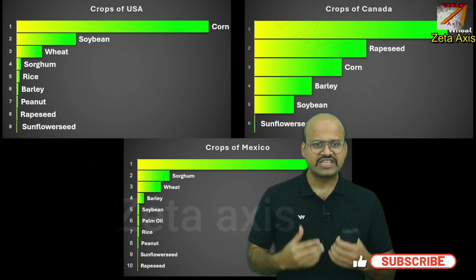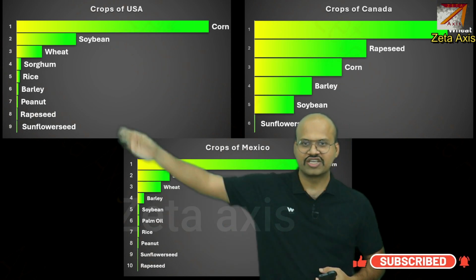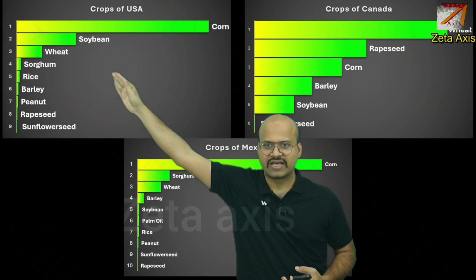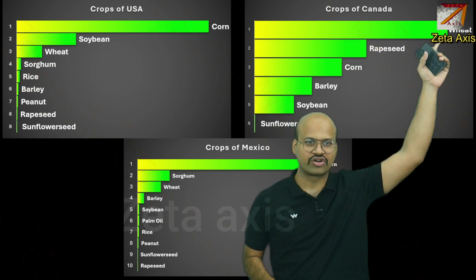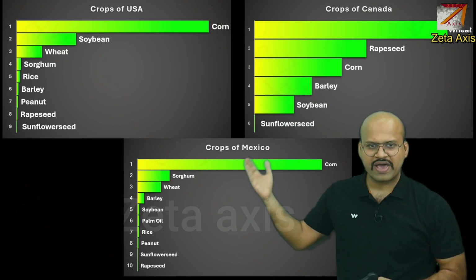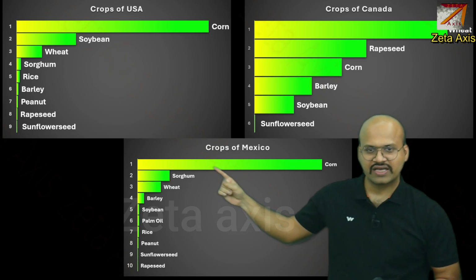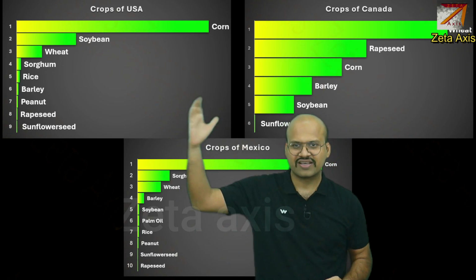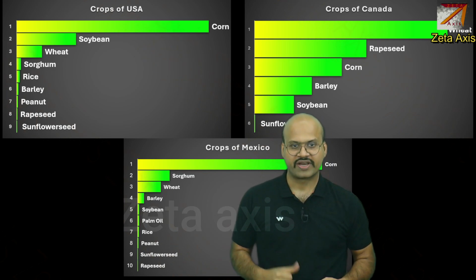Now if we see the major crops which are grown in the three major countries of North America, then we can see that in USA, corn is the most important crop, followed by soybean, wheat, and then there are others. While in Canada, wheat is the most important crop, followed by rapeseed, corn, and barley. And in Mexico, we have corn as the most important crop, and then we have sorghum, which is jowar, and wheat. So these are the important crops in the three important countries of North America.